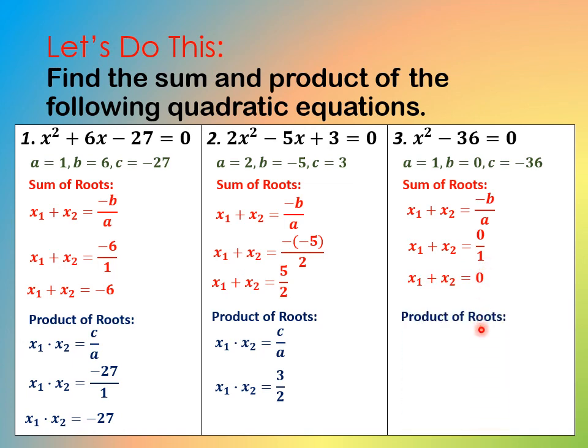For the product of roots, we have C over A. What is C? That is negative 36 over, what is A? That is positive 1. So, we have negative 36 divided by 1. The product of roots of x squared minus 36 is equal to 0 is negative 36.